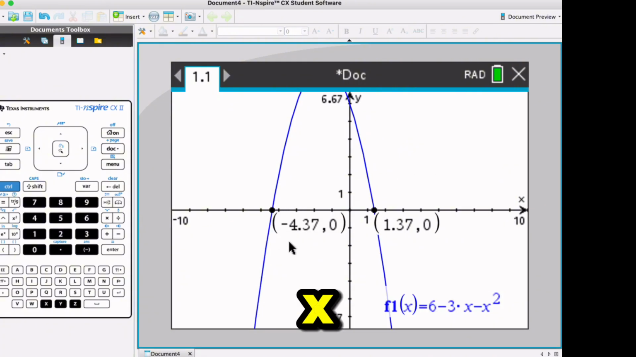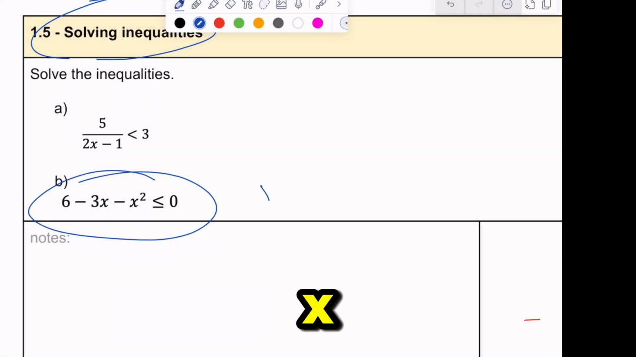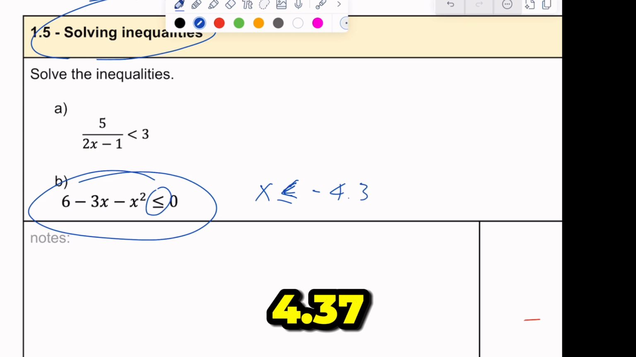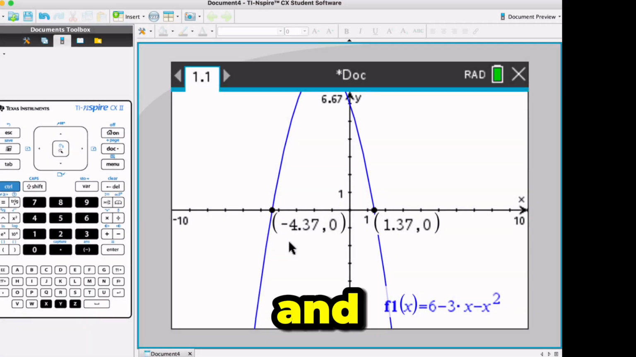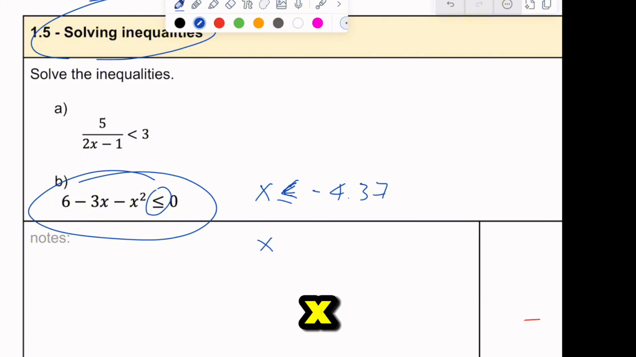One is that x needs to be less than or equal to negative 4.37, by the way, it says less than or equal to, and the other is that x is greater than or equal to 1.37. That is the end.